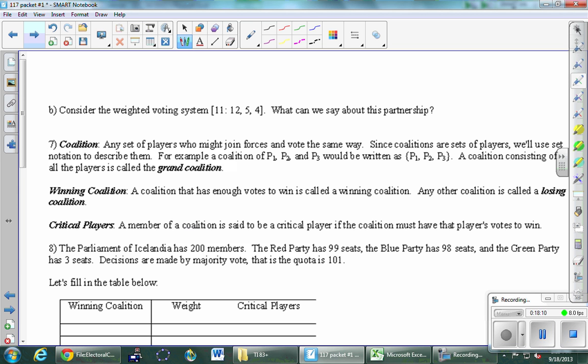All right. So how about this weighted voting system? 11 is the quota, 12, 5, and 4 are the weights. What can we say about the folks here? Ed, this is a dictatorship. Why is it a dictatorship?